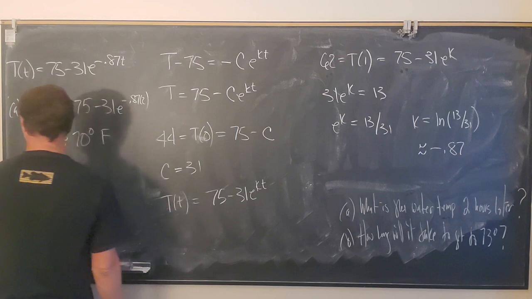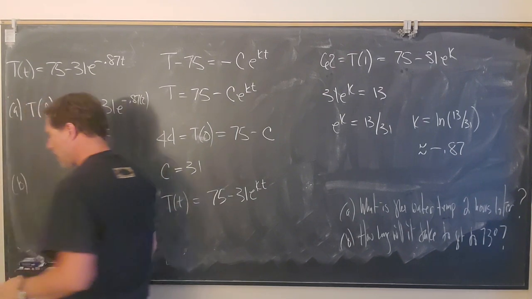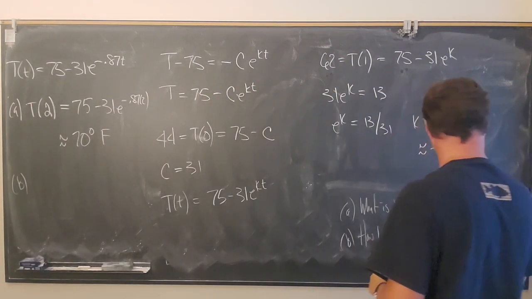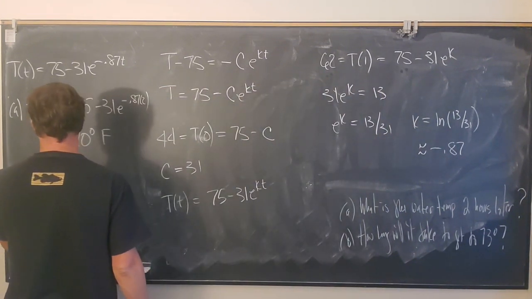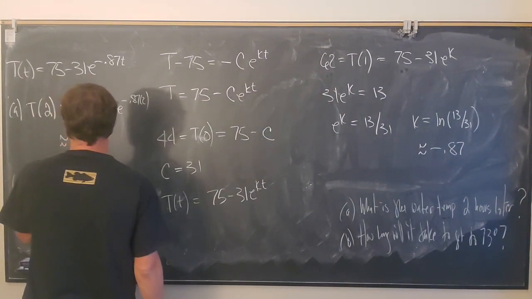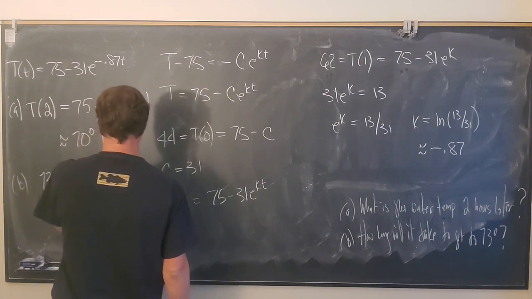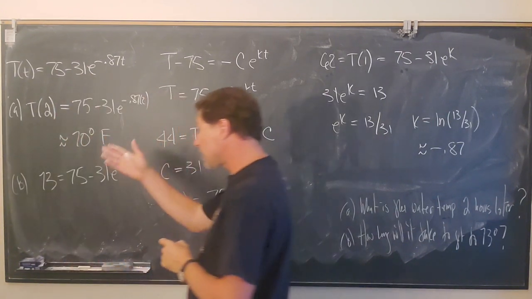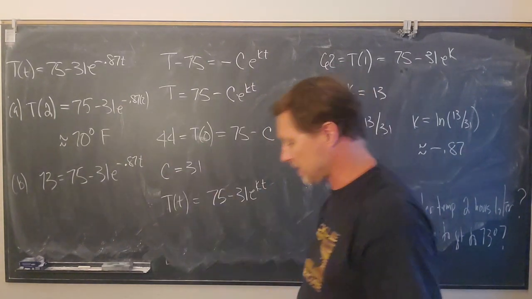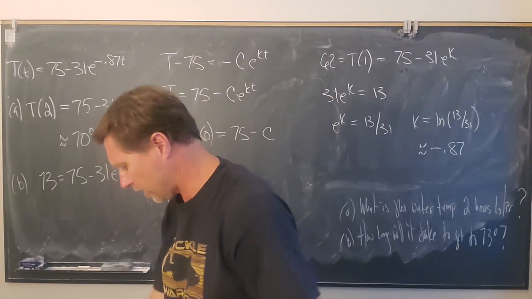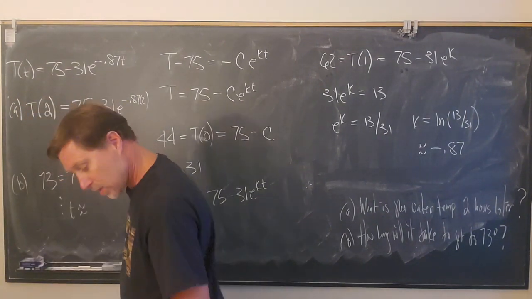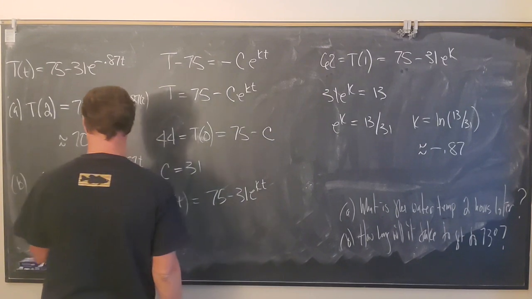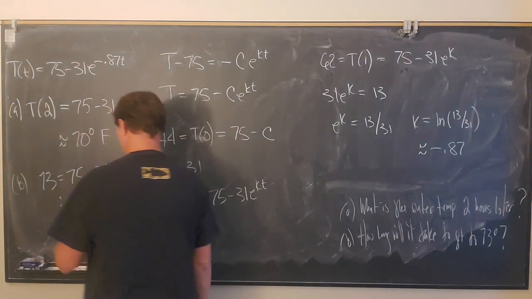Part B, now we want to know how long it takes to get to 73. So we say 73 equals 75 minus 31 e to the minus 0.87t. Solve this equation for t. That tells us how long it takes. And if you crank it out, it comes out to be t approximately equal to 3.1 hours.